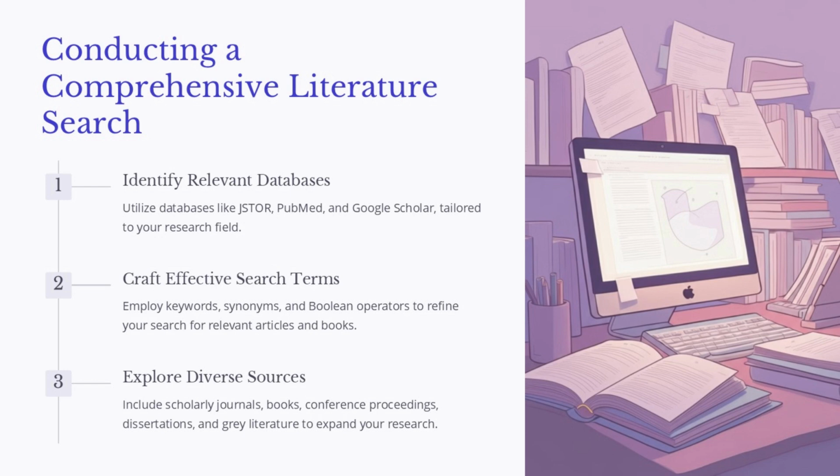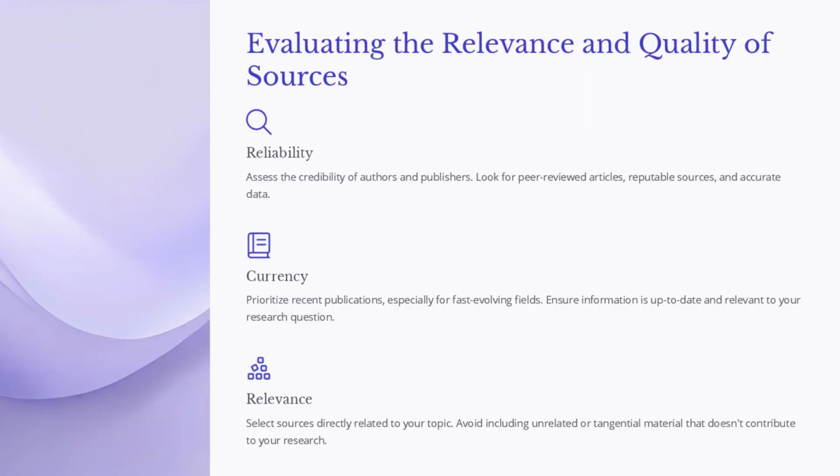Finally, it's crucial to explore diverse sources beyond just journal articles, such as books, conference proceedings, dissertations, and gray literature. This will ensure you have a well-rounded understanding of the existing research on your topic. The key factors to evaluate when assessing the relevance and quality of sources are reliability, currency, and relevance. Reliability means looking at the credibility of the authors and publishers. Prioritize peer-reviewed articles and reputable sources with accurate data.